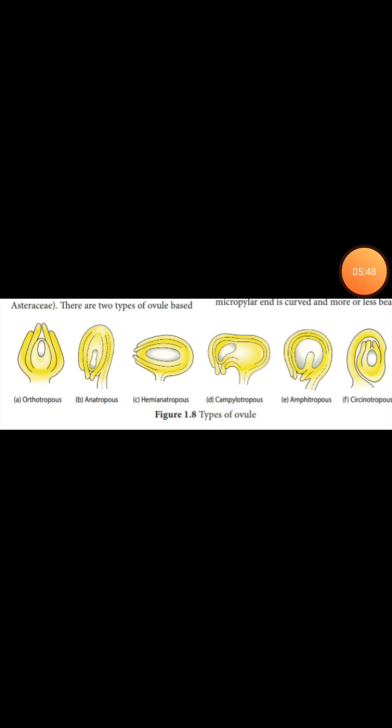Generally, ovules are classified into six main types based on the orientation and position of the micropyle with respect to the funicle and the chalaza. The most important ovule types are orthotropous, anatropous, hemianatropous and campylotropous. The types of ovule are seen here. What is meant by orthotropous?